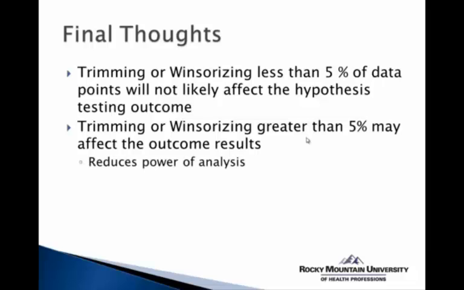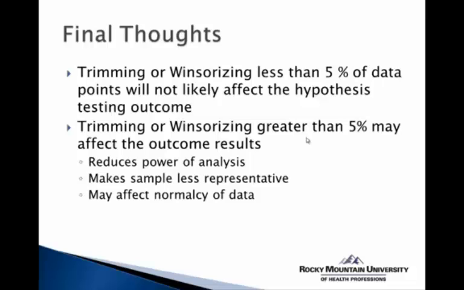So when we do trim or Winsorize greater than 5%, what that does typically is significantly reduce our sample size, which may then reduce the power of our analysis. It may also make the sample size less representative by reducing it in size, and now the sample might no longer represent the population as much as we intend, and that again affects the generalizability of our results.